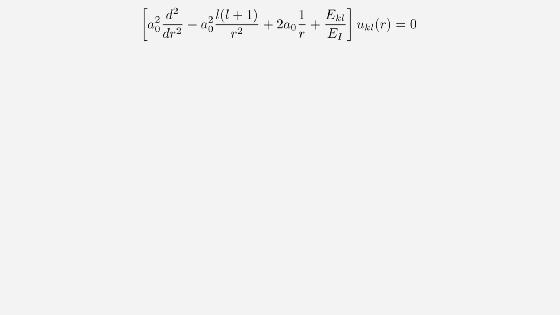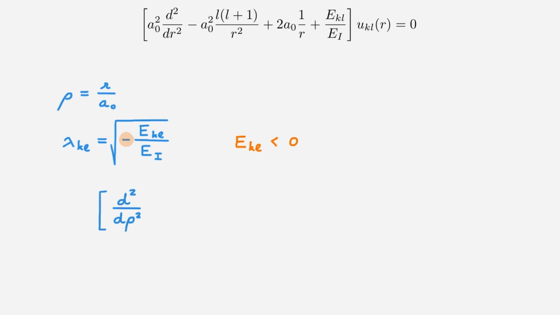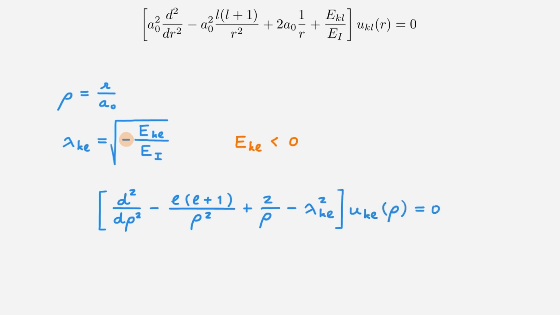And a final simplification. Let's define rho as equal to r over a0, and lambda as equal to the square root of minus the eigenvalue over E sub I. At first sight, this minus sign here may look strange, but remember that we are looking for energy eigenfunctions of the hydrogen atom that correspond to bound states, and bound states have negative energy eigenvalues. Therefore, the argument of the square root is overall positive, making lambda a real quantity. With these definitions, we can now rewrite the differential equation in terms of rho and lambda like this. And feel free to pause here to double check this change.